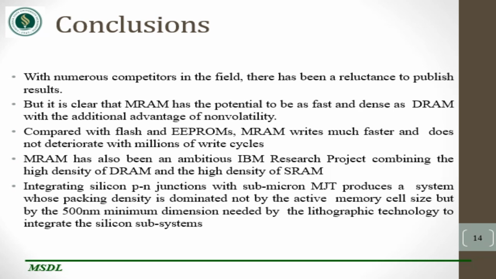MRAM has also been an ambitious IBM research project comparing the high density of DRAM and the high density of SRAM. Integrating silicon PN junctions with submicron MTJ produces a system whose packing density is dominated not only by the active memory cell size, but by the 500 nanometer minimum dimension needed by the lithographic technology to integrate the silicon subsystems.